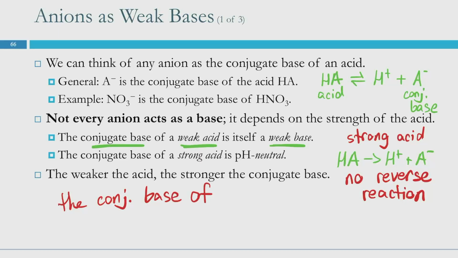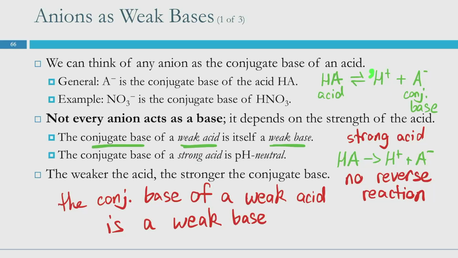And I'm going to rewrite out one of those points so it's a little easier to find. The conjugate base of a weak acid is a weak base. Again, that's because we've got the double-headed arrow, we've got an equilibrium process. We can go in both directions, not just one direction.